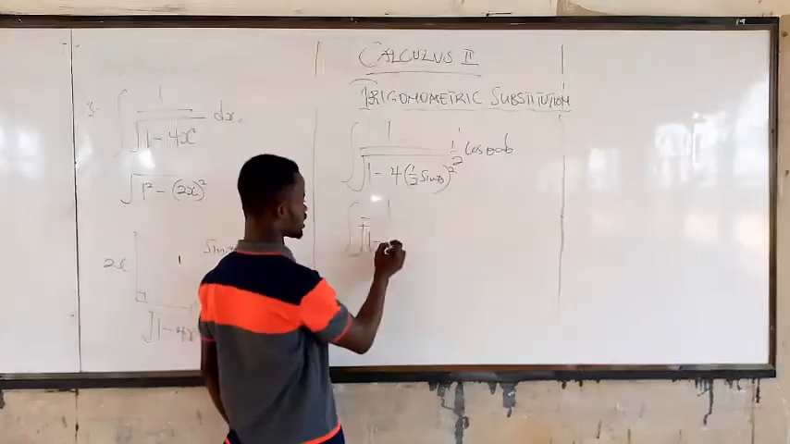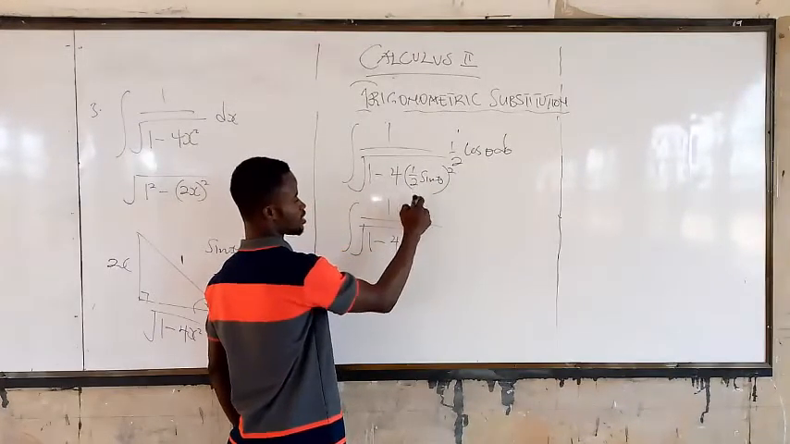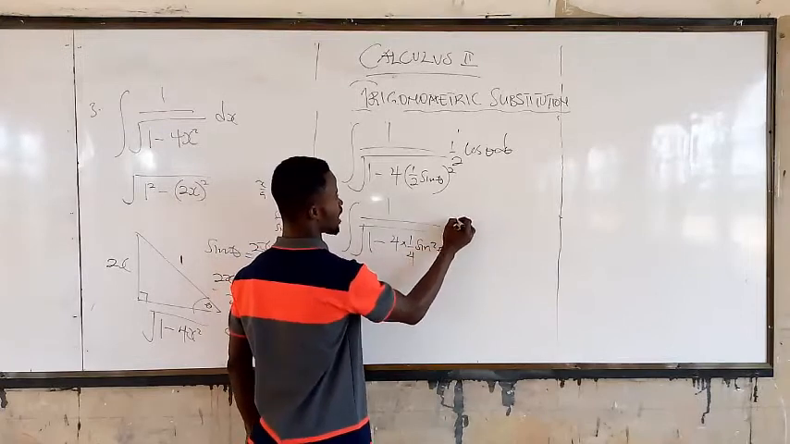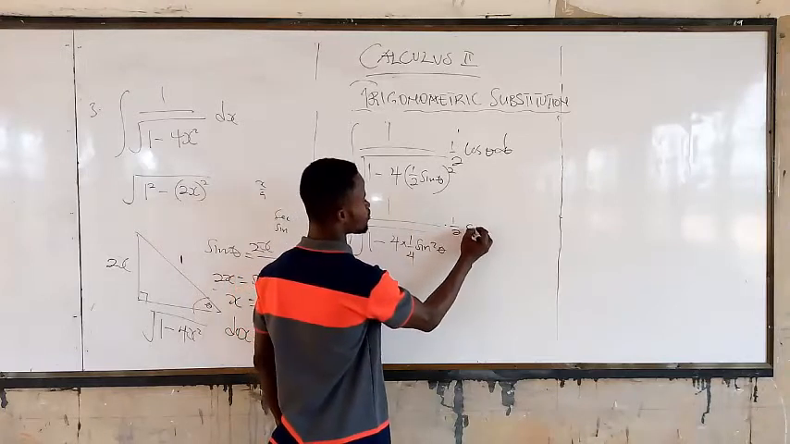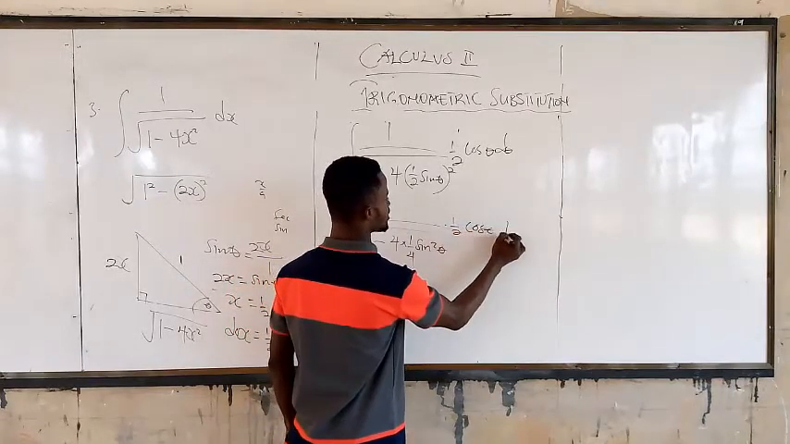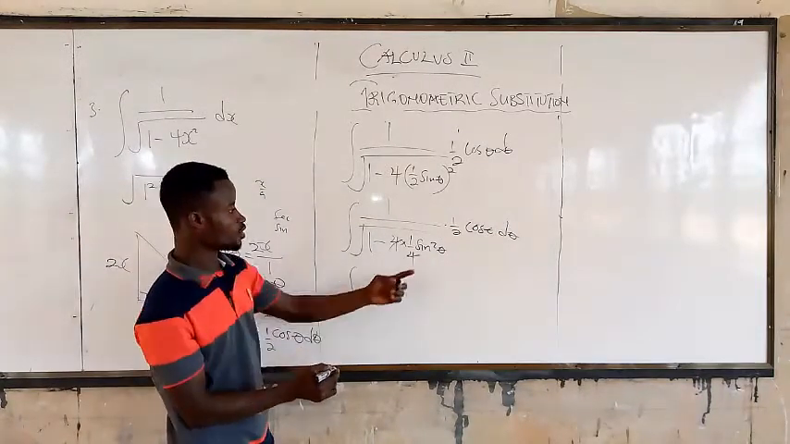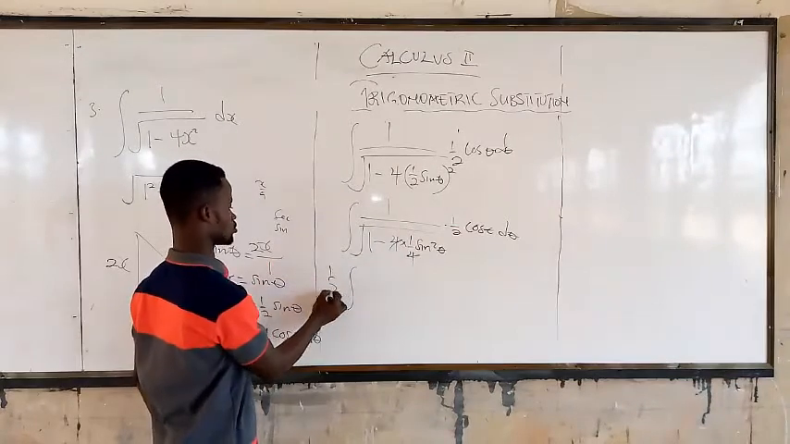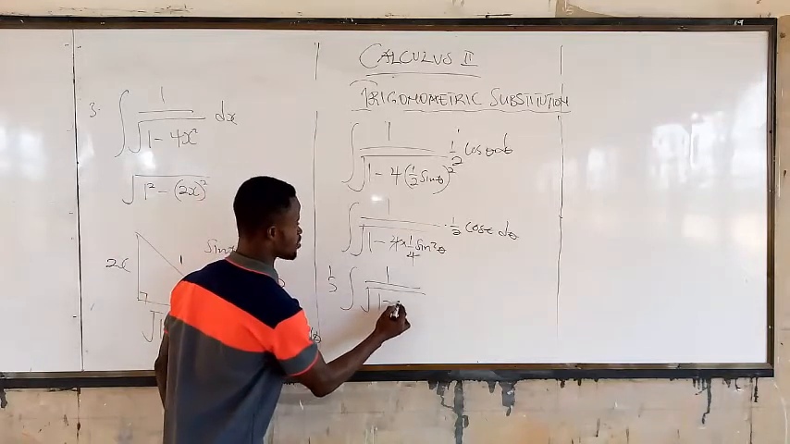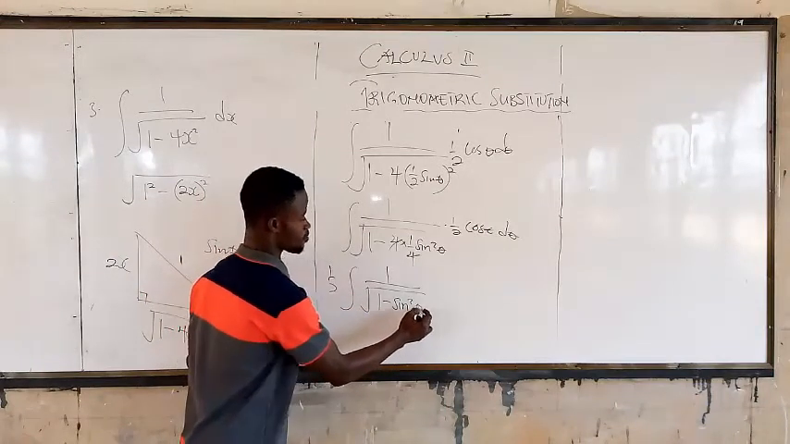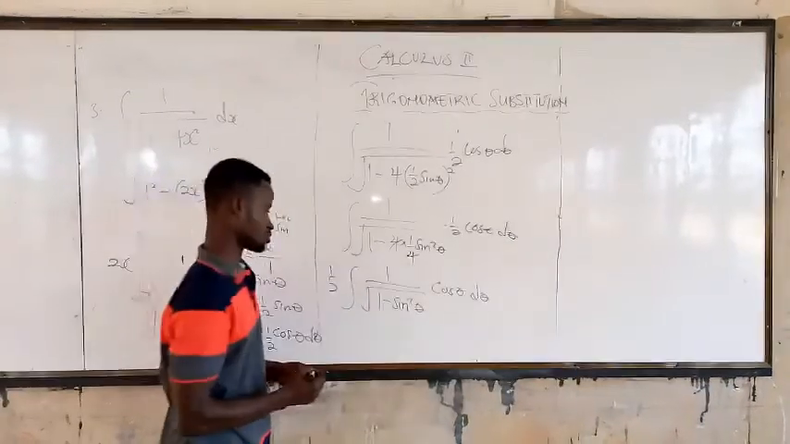So here you are going to get 4 times 1 over 4 because the square will affect this. Sine squared theta. And here we are also having times half cos theta d theta. This will take away this. We are going to have the half come out, then 1 over the square root of 1 minus sine squared theta, cos theta d theta.